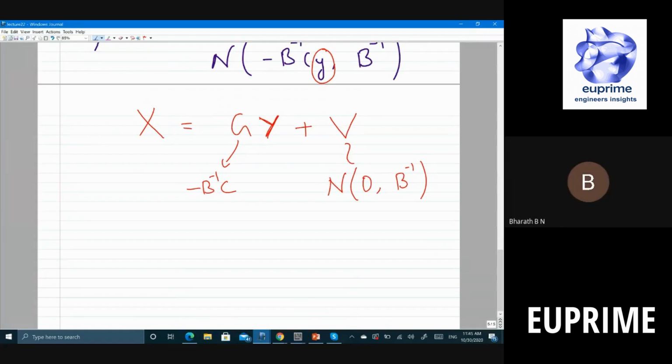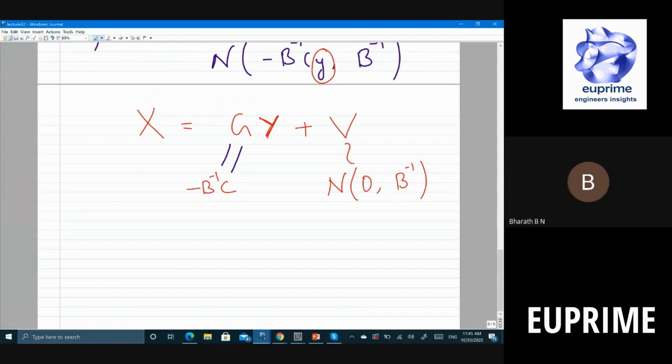No, G is a matrix. It's a constant. Right? G equal to this. V is Gaussian. Think of it as a noise. Okay. Fine. So why is this useful?